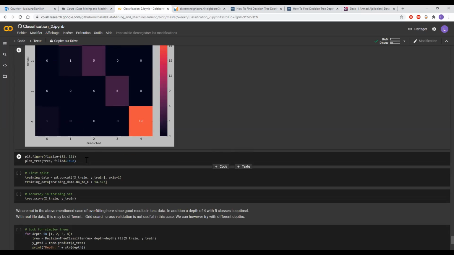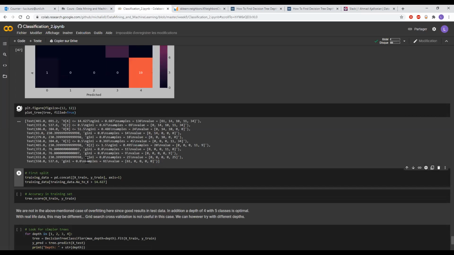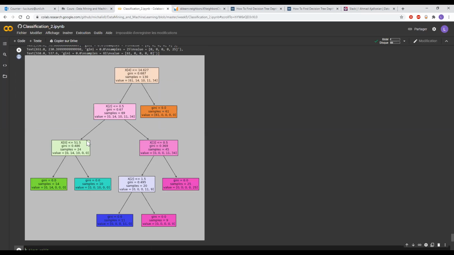Okay, we can plot this and see that we have a depth of 1, 2, 3, 4, which is optimal, knowing that we have 5 classes. So we are not in the case of a deep tree, since we have not the minimum depth possible, but a very small depth, lower than the number of classes.